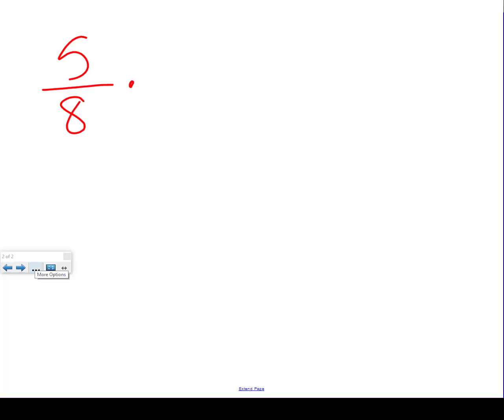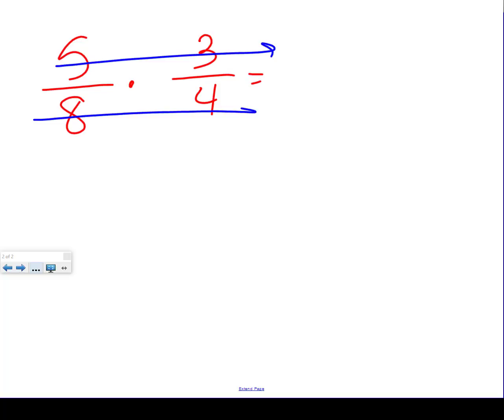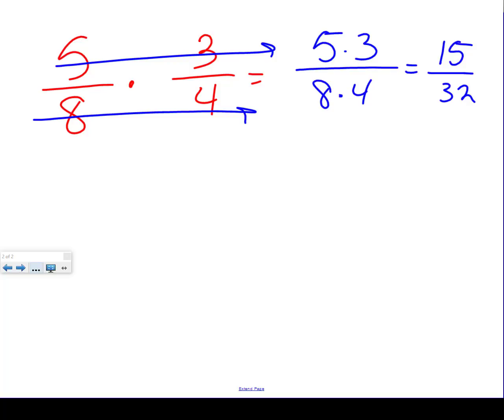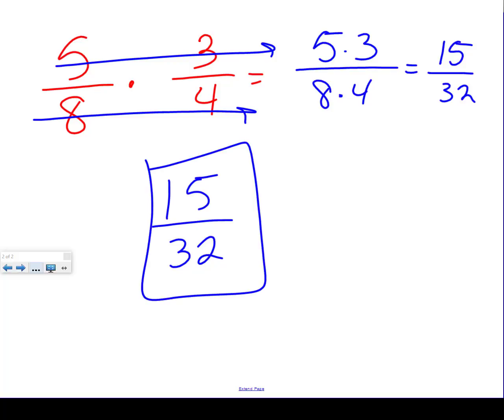5/8 times 3/4. Remember, we multiply across the top and across the bottom, and I end up with 5 times 3 on the numerator side and 8 times 4 as my denominators. Well, 5 times 3 is 15, and 8 times 4 is 32. And if I have 15 and 32, I'm trying to find what number goes evenly into both of them, and nothing does. You can keep looking and it just doesn't work. So 15/32 is my final answer.